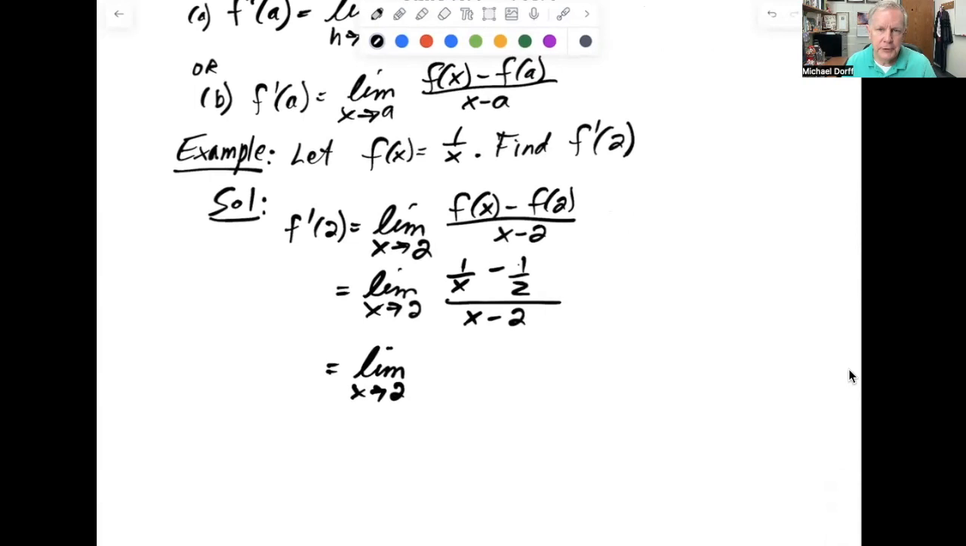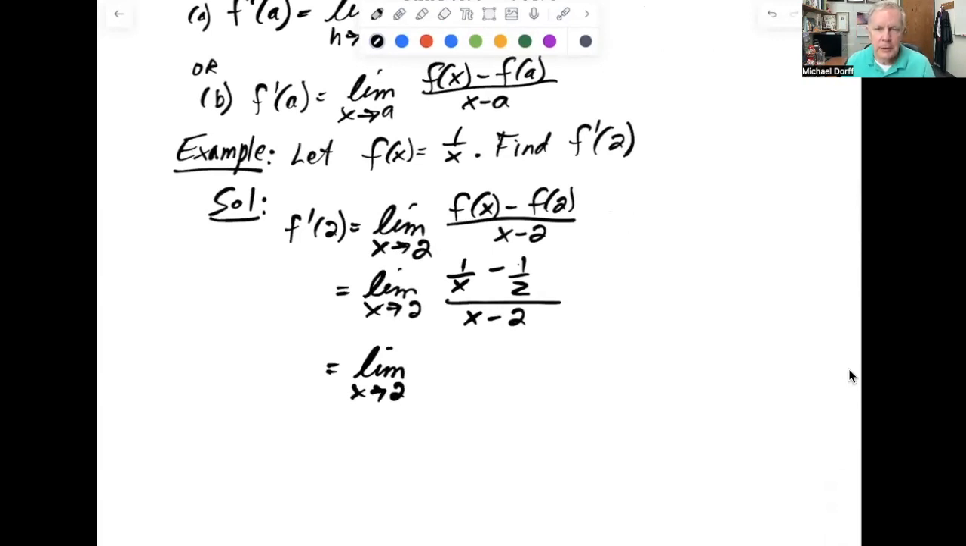When I put in x equals 2 here in the numerator, I get 1/2 minus 1/2, which is 0. In the denominator, I get 2 minus 2, which is 0. So I get 0 over 0, which is an indeterminate form. It means that we don't know what the answer is yet, and we have to do more work. So what more work do I need to do?